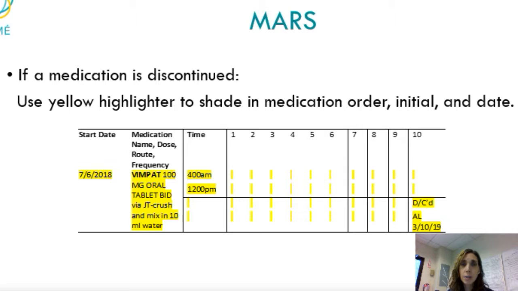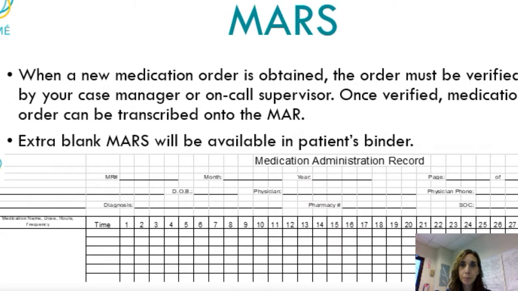If a medication is discontinued, you must use a yellow highlighter to shade in the medication order, initial, and date it. So as you can see here, this patient had an order for Vimpat, but it was discontinued on 3/10/19. It is yellowed out to indicate that we are no longer giving this medication.